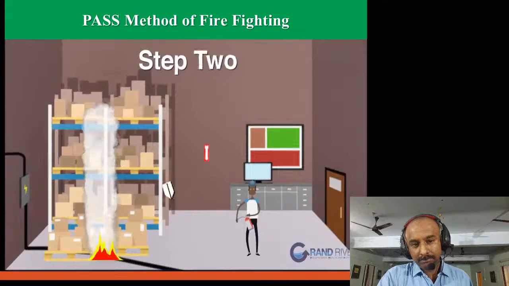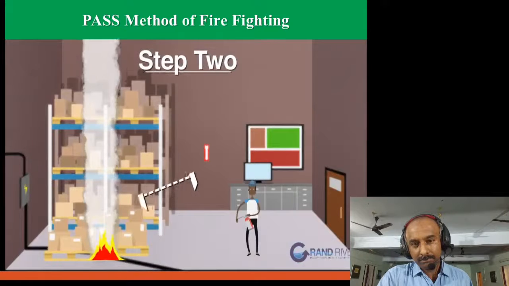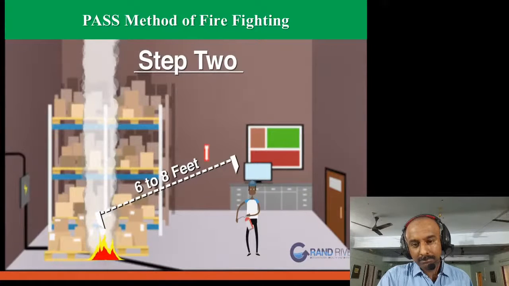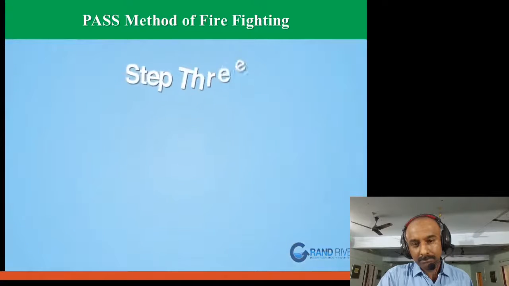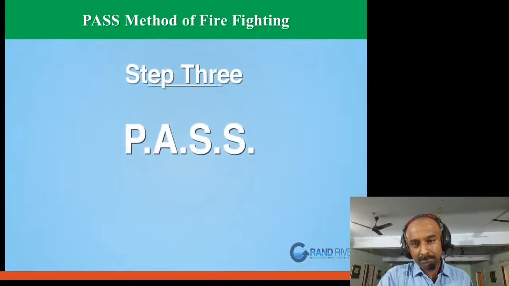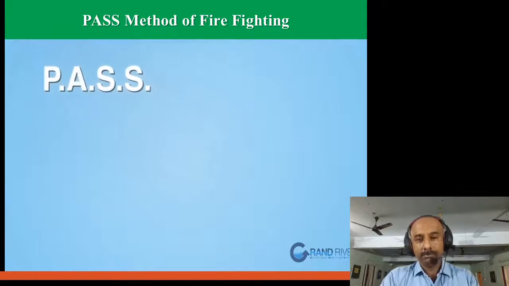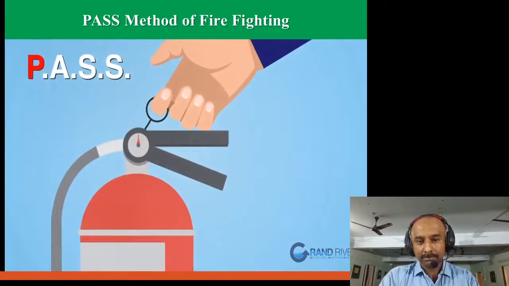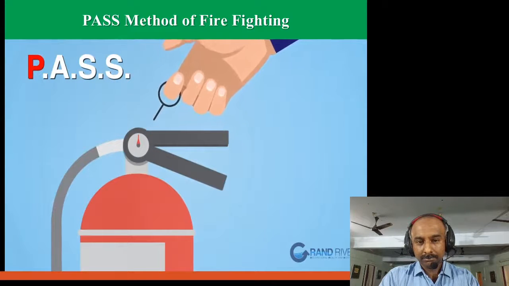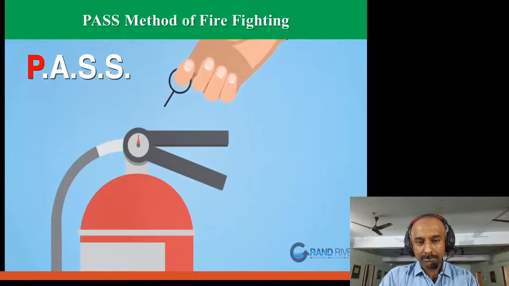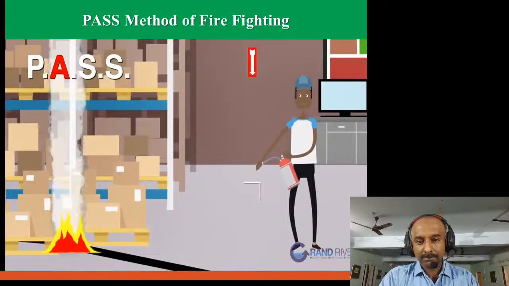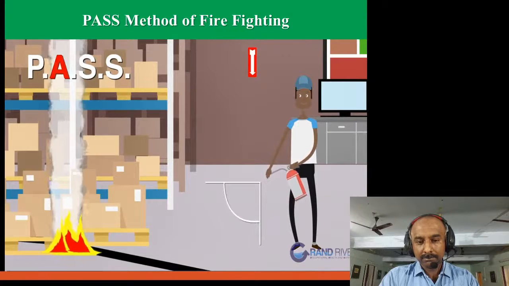Step 2. Once you have your fire extinguisher, stand 6 to 8 feet away from the fire. Step 3. Follow the PASS 4-step procedure. First is P for pull. Pulling the pin unlocks the operating lever and allows you to discharge the extinguisher. Next is A for aim. Make sure to aim the extinguisher nozzle or hose at the base of the fire.